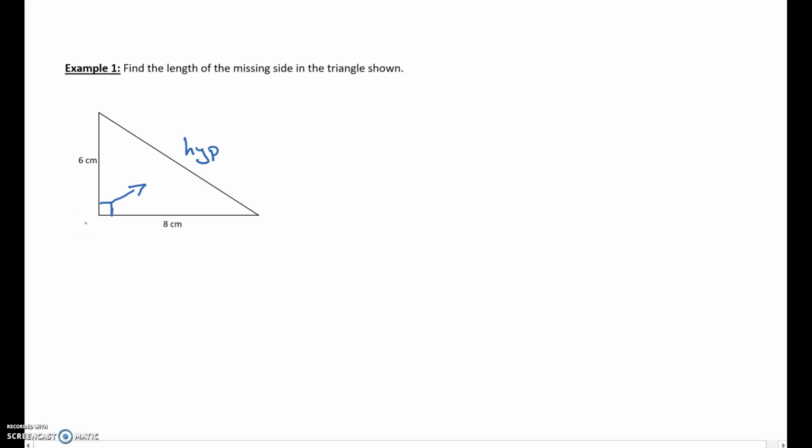So Pythagoras' theorem says that the square on the hypotenuse is equal to the sum of the square on the other two sides. So in other words, the hypotenuse squared is equal to one leg squared, so we'll call it leg 1, plus the other leg squared, so we'll call it leg 2. And it doesn't matter which is leg 1 or leg 2. So the hypotenuse is the unknown.